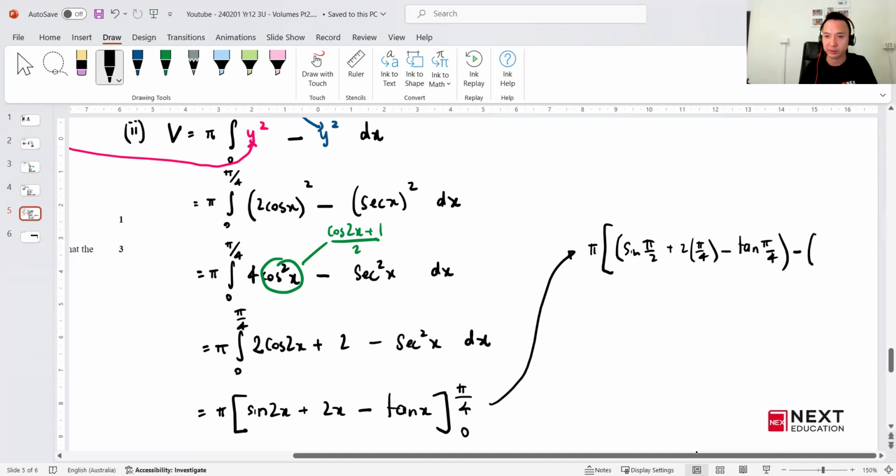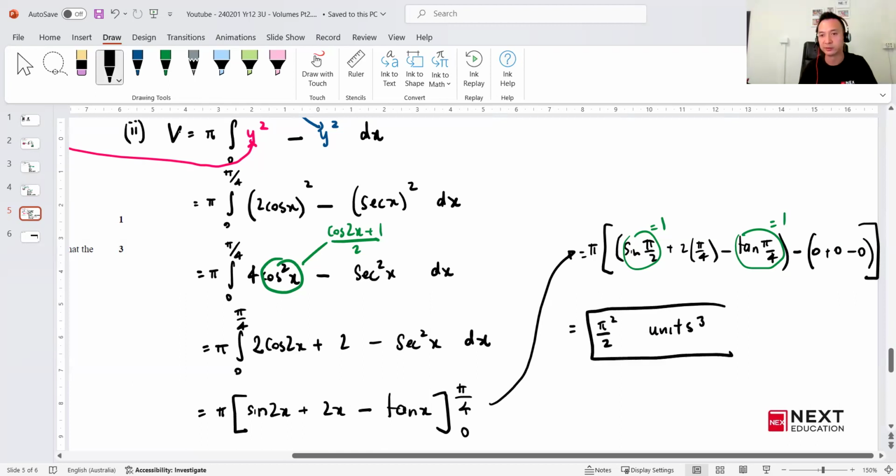And guys, when I sub 0 in, I believe sine 0 is 0, 2 times 0 is 0, minus tan 0 is 0, right? So now, only the top values are there. That guy there is 1, and that guy there is also 1. 1 minus 1, is that right? Yeah. So the 1's go away, that's like pi on 2, so it becomes pi squared on 2, I believe. Yeah. Units cubed. It's nice.